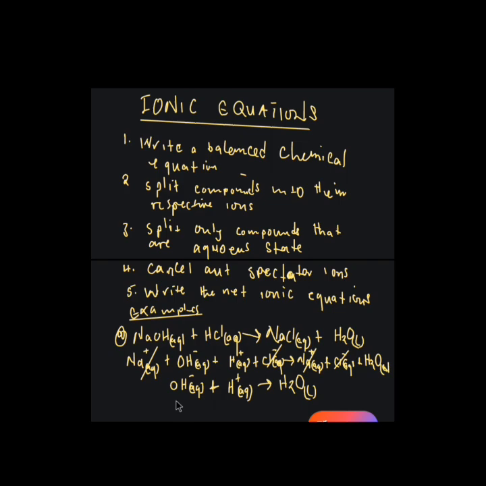Okay, so here you have hydroxide ion reacting with the hydrogen ion to produce water. So this is our balanced chemical equation. This is our net ionic equation. If this is what you've written, then this is correct. So let's try to have another example.